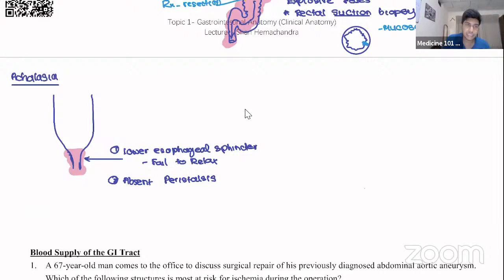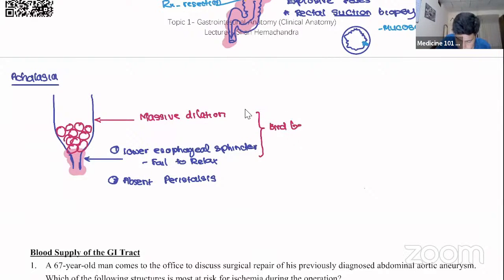So what happens then is the food is going to come here. It doesn't have a place to go. It can't go down to the stomach, and that will cause massive dilation of this region. Because of the food accumulating there, the esophagus is going to enlarge. And this is called the bird beak sign, which is seen in barium swallow.